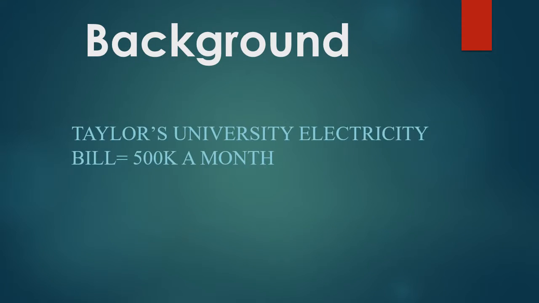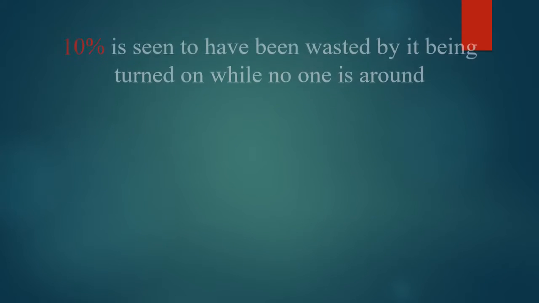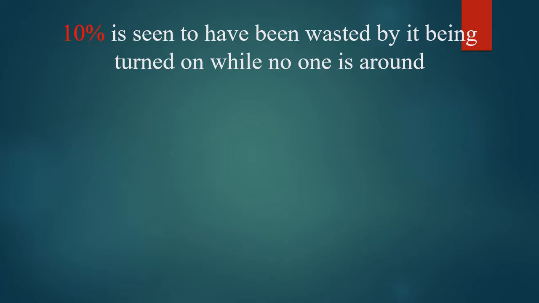Taylor's University electricity bill comes up to at least 500k a month, and 20% of it is just for the lights. Now the funny thing is 10% of this money that is spent on just lights alone in terms of bills has been seen to have been wasted, meaning that lights are turned on while no one is around.